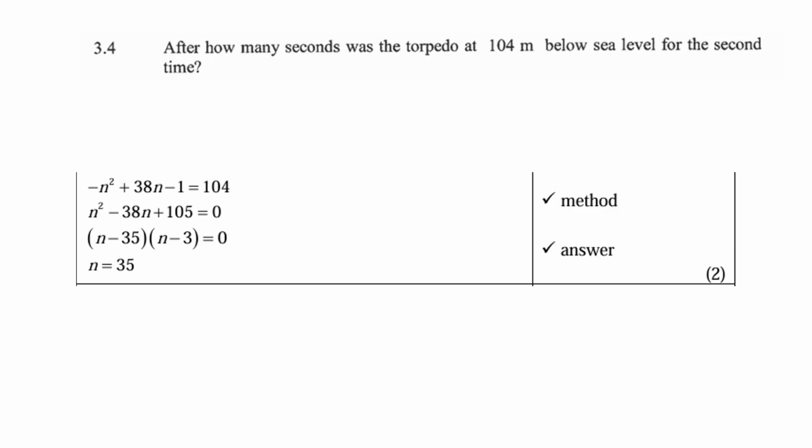Question 3.4. After how many seconds was the torpedo at 104 meters below sea level for the second time? So we take the formula we already determined previously, minus n squared plus 38n minus 1 equals 104. Right, bring 104 to the left hand side, factorize or use the formula, then we get n equals 35, or we get n equals 3. So therefore we accept n equals 35 as the final answer.